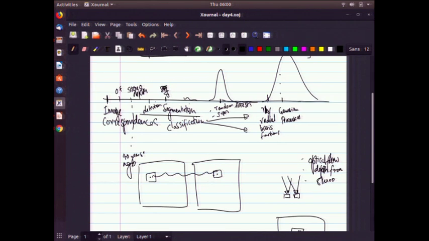So yes, they said, look, this is not acceptable. And they came up with this idea of using data that has already been collected.